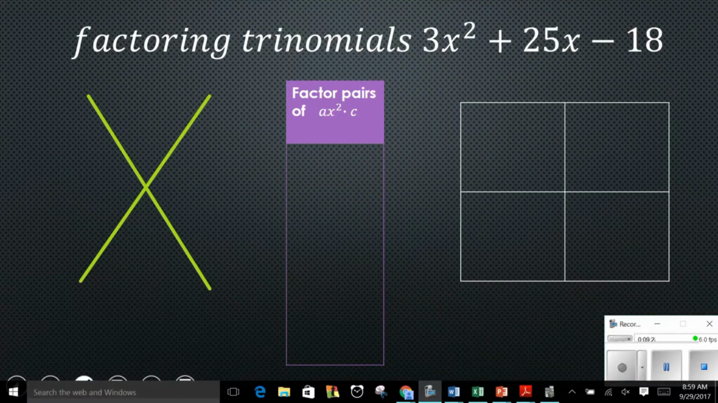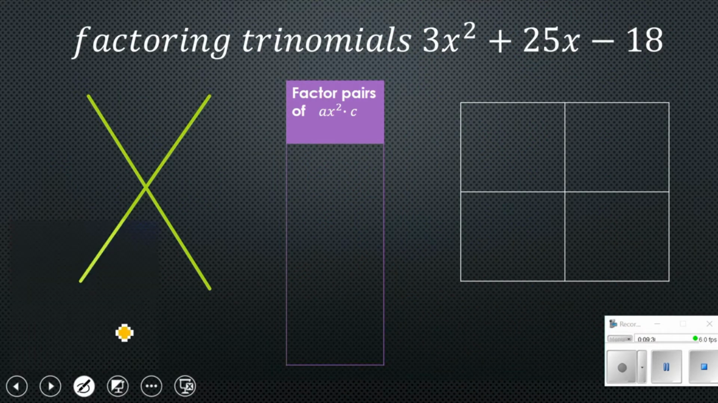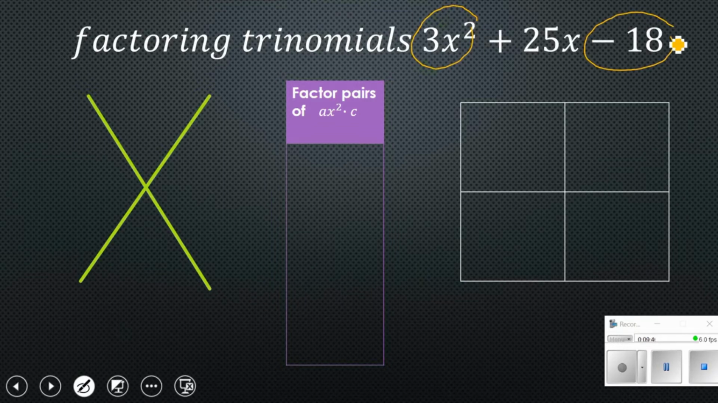Okay, now we're going to look at a more complicated example here that has a minus in it, so this is going to give us a little more difficulty. It's a good example here. So remember, the top of the diamond is ax squared times c. So in this case, we get negative 54x squared. The bottom of the diamond now goes as the bx term. So in this case, 25x.